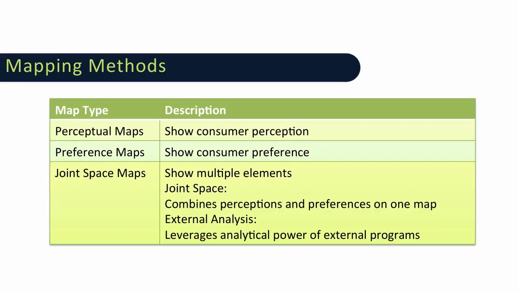Joint space maps combine multiple features in one view. We can ask consumers for their perceptions and preferences and plot them on one map. In such a map, we can include a preference vector for the ideal choice. We can also use external analysis methods where we include the results of external analysis in our maps. For example, we can include circles on the map whose size indicates the degree of importance of certain attributes. In such instances, we can interpret the size of the circle as potential market share. In the next lecture, we discuss how to actually develop perceptual maps step by step.